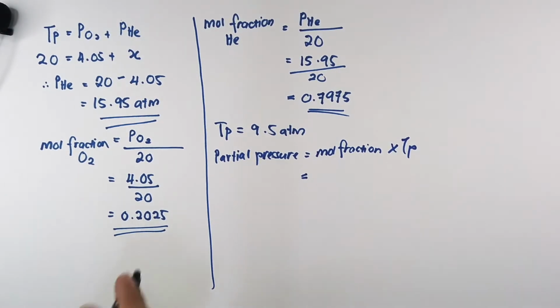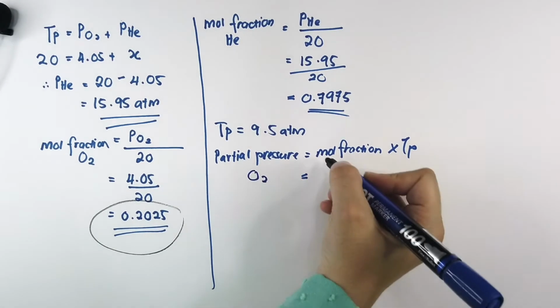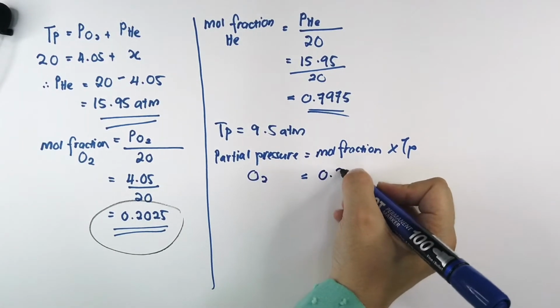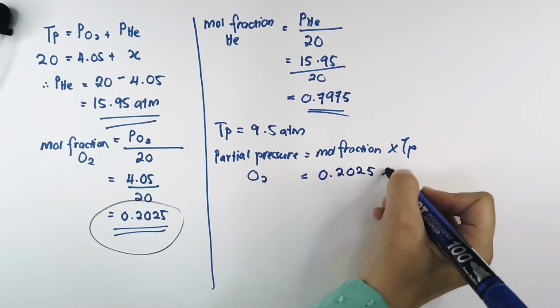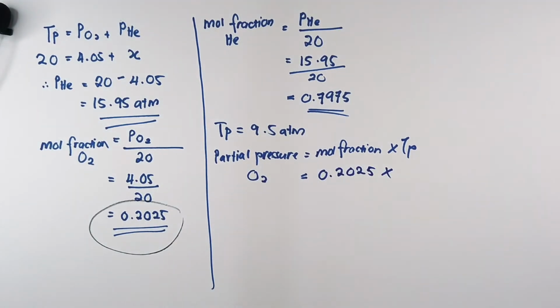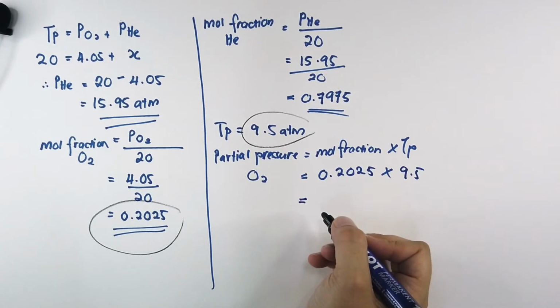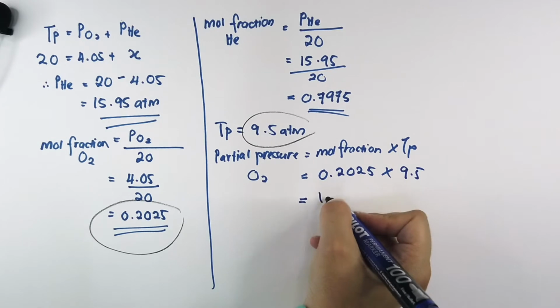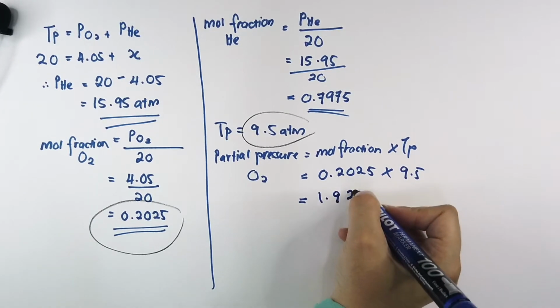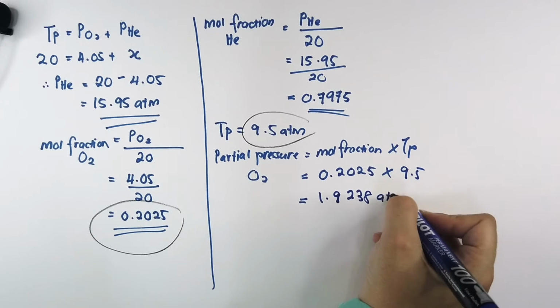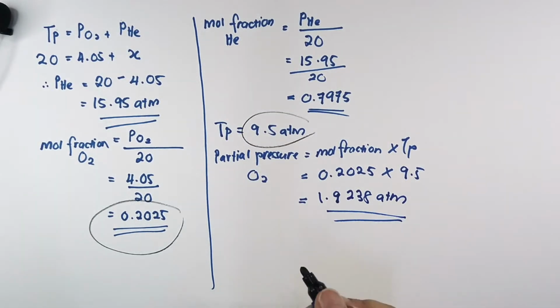So we are going to calculate for oxygen first, using this mole fraction. The partial pressure for oxygen is equivalent to the mole fraction, 0.2025, times the new total pressure, because the gas has been used. The new total pressure is 9.5, so times 9.5. You should get the partial pressure for oxygen equivalent to 1.9238 atm.